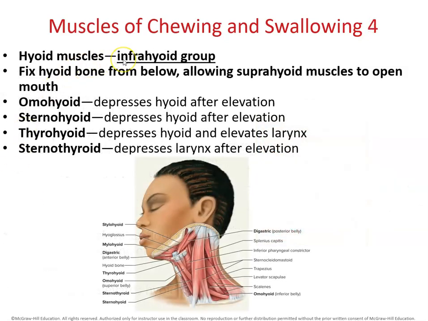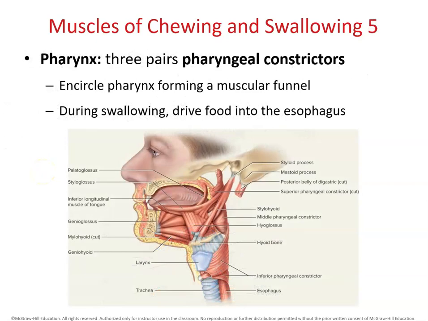We also have the infrahyoid group. Okay, so these hold the hyoid bone in place from below, and they allow the potential for the suprahyoid muscles to open the mouth. So we have 4 muscles here: omohyoid, sternohyoid, thyrohyoid, and sternothyroid. Your pharynx contains 3 pairs of pharyngeal constrictors, and essentially these form like a funnel. And when a person is swallowing, this pushes food from the mouth into the esophagus.